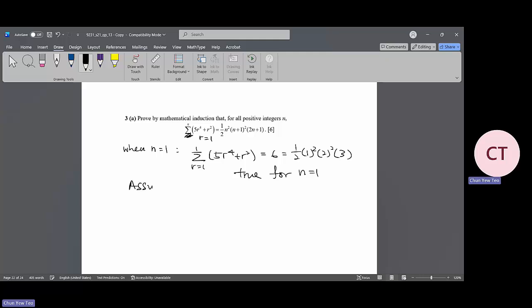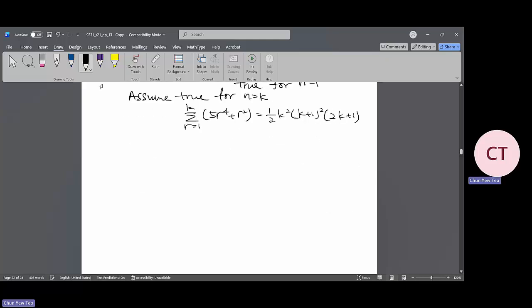And now we assume true for n equal to k, which means that the sum from r equal to 1 to k of 5r to the power 4 plus r squared can be represented by half k squared, k plus 1 squared, and 2k plus 1. So we need to consider the case when n is equal to k plus 1. That means we need to sum over here like this.